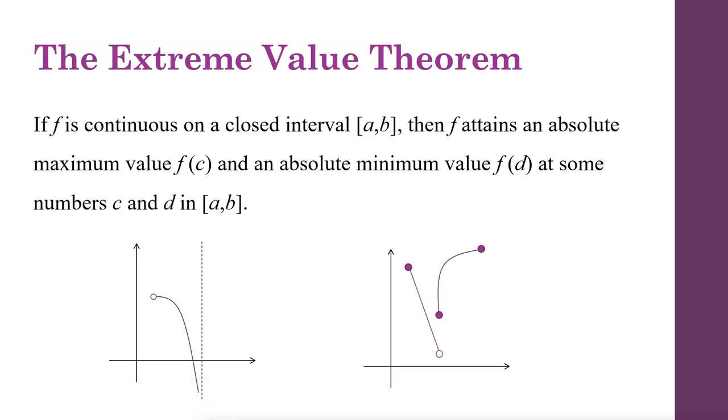Here is a graph where I have a closed interval. Both endpoints of that interval are included in my function, but my function is discontinuous right here in the middle. It's undefined over here. The function's defined a little higher. And if I was trying to find an absolute minimum, it would have been down here, but my function is not defined at that point. There is a jump discontinuity. It does have an absolute max at one end.